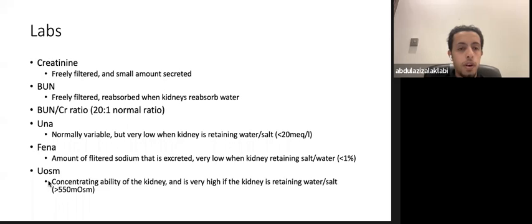Now, the urinary osmoles is essentially how well the kidney is able to concentrate. This is the value that it gives us. If the kidney is retaining water and salt, there's going to be an increased amount of solute compared to fluid. Therefore, the urinary concentration is going to be very high because you're removing all the water. You're going to have a very high concentration of urine.